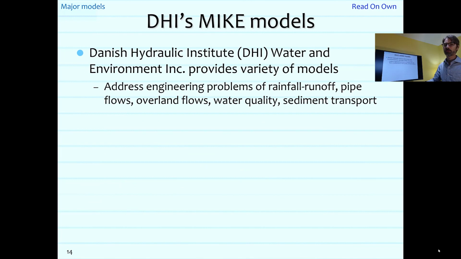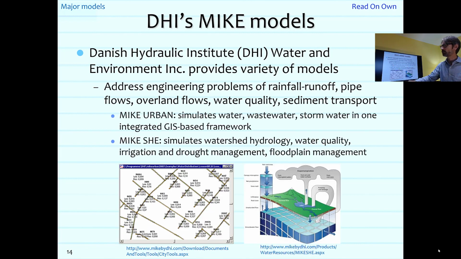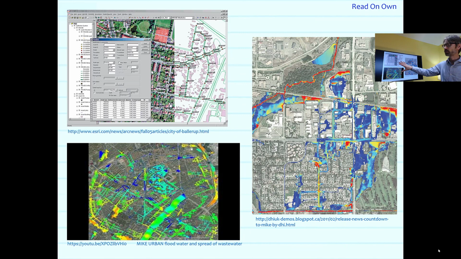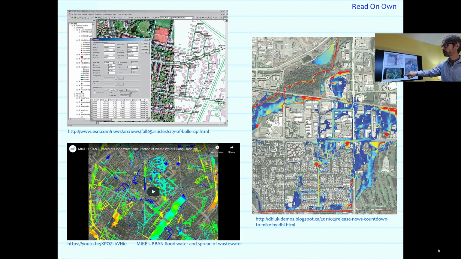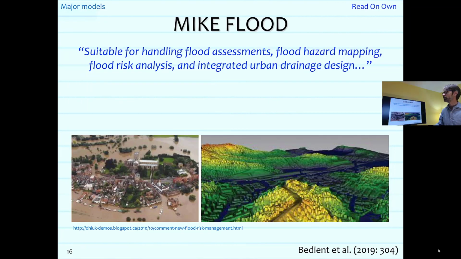The Danish Hydraulic Institute has developed a fairly large number of different models, all called MIKE. These address engineering problems of rainfall runoff, pipe flows, overland flows, water quality, and sediment transport. And so here's a little bit of information on Mike Urban. Here's a bit on Mike She. This is what the user interface looks like for some of these models. And this is what you can actually do with the models. So here's another set of simulation results. You can see they can be quite sophisticated outputs. And then Mike Flood is suitable for handling flood assessments, flood hazard mapping, flood risk analysis, and integrated urban drainage design.